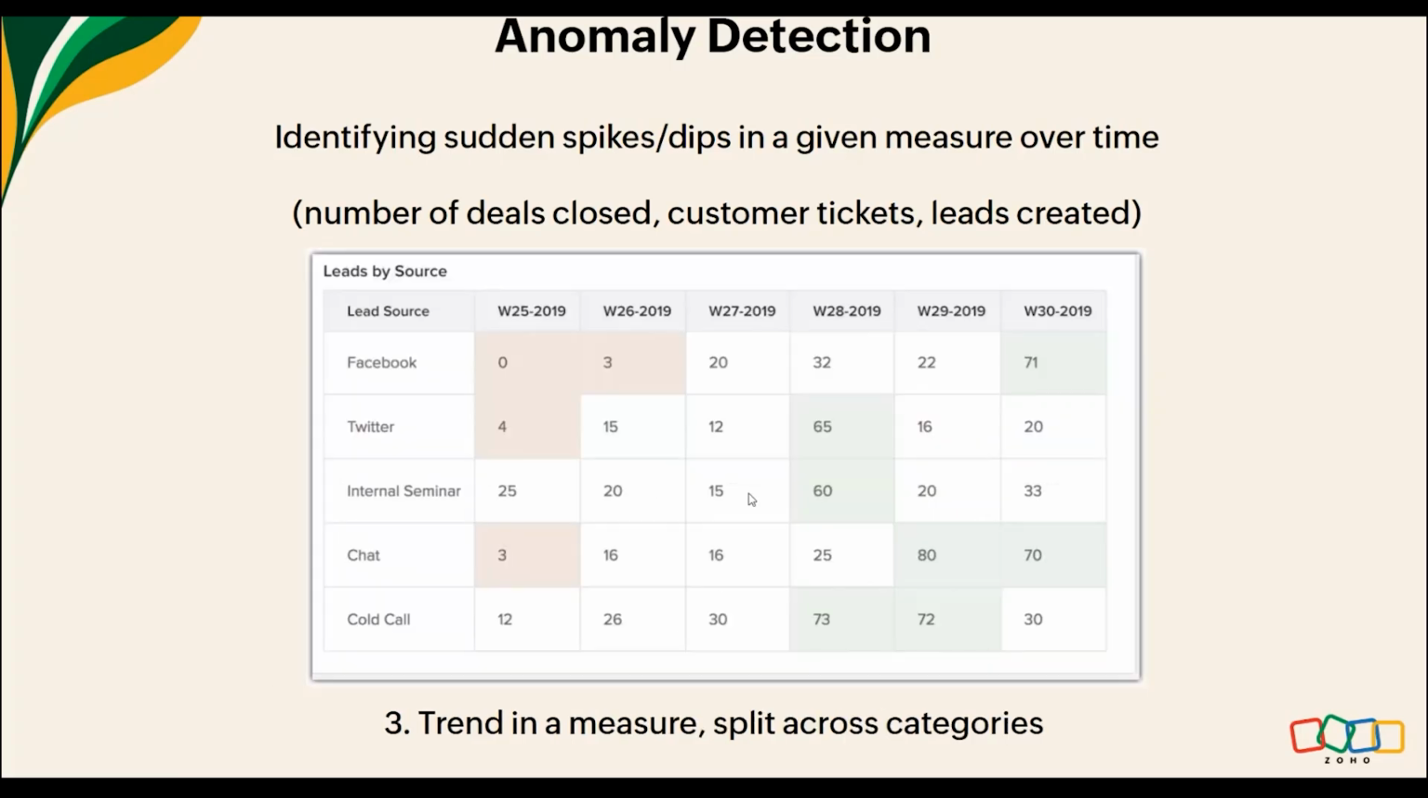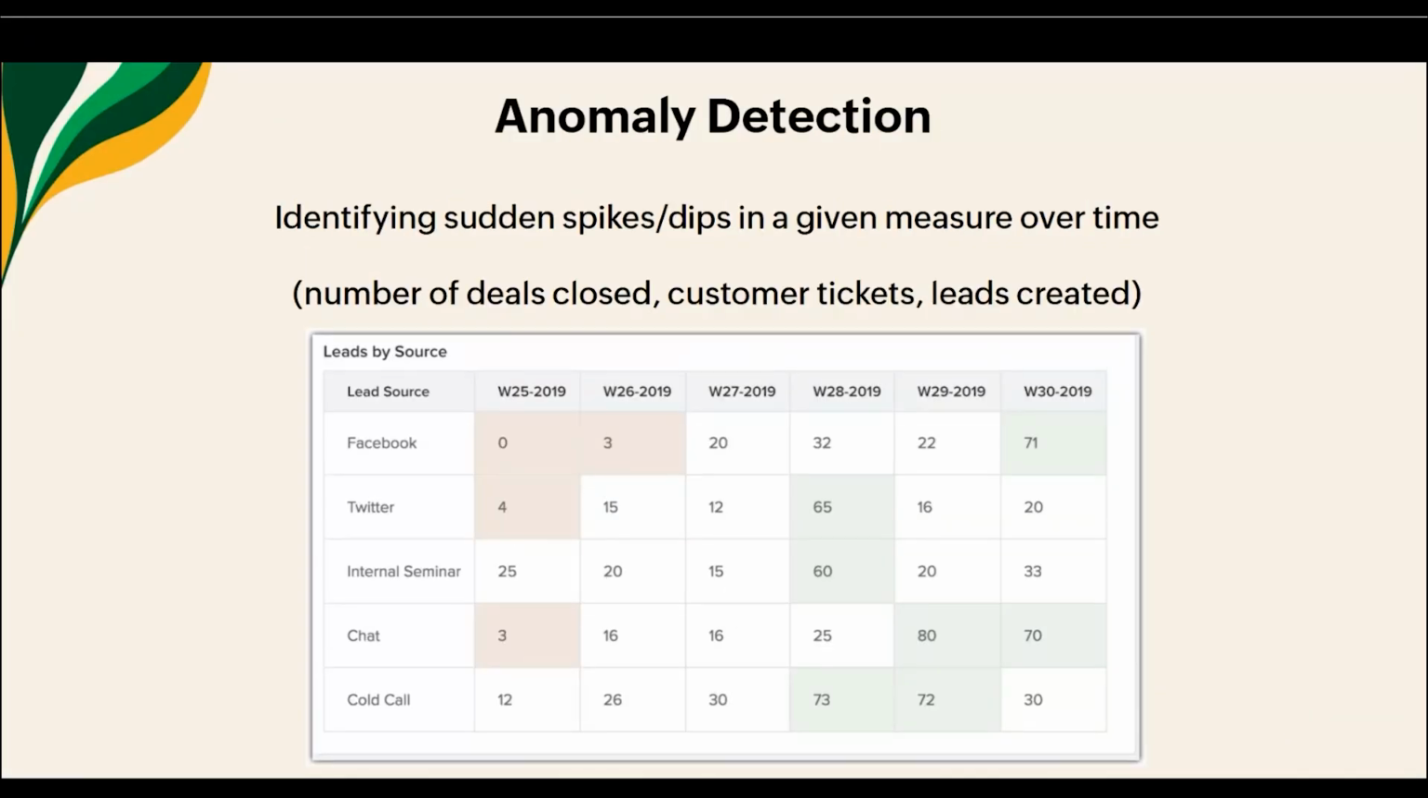And third, you can also break your measure up into categories. So for example, let's say you want to look at leads that are created, right? But you want to break it up by the various lead sources. So you can use grouping to do that, and that will give you a table chart that looks like this. So again, let's jump back to the demo and we'll see how we can configure these three types of anomalies.